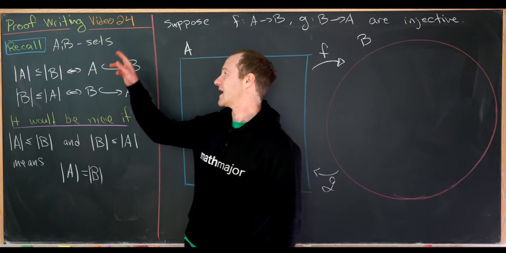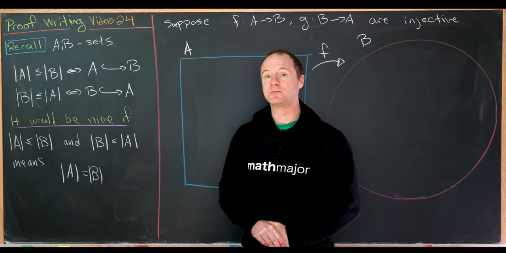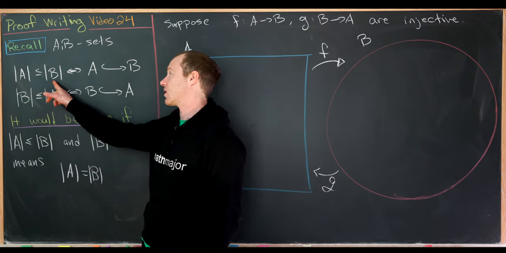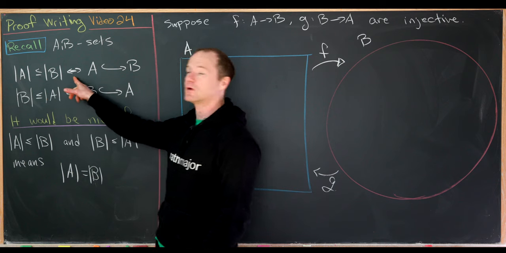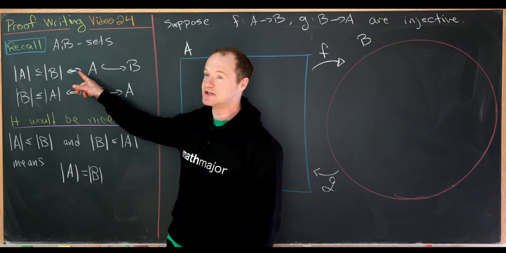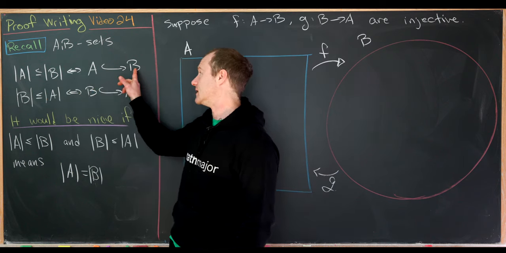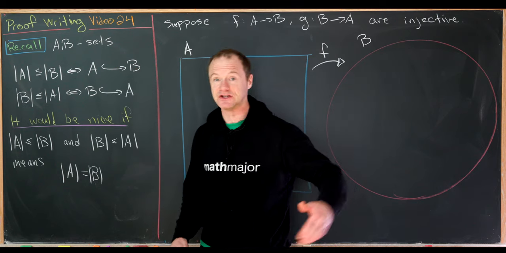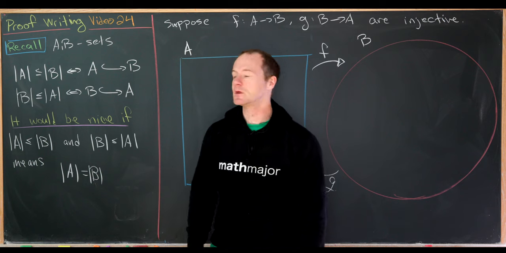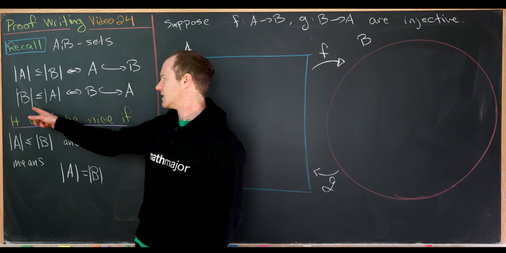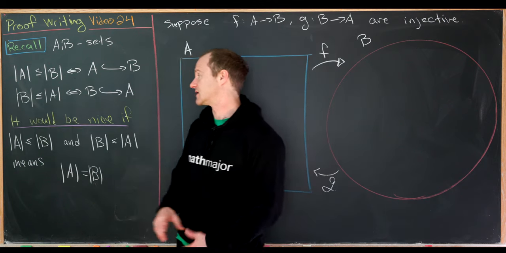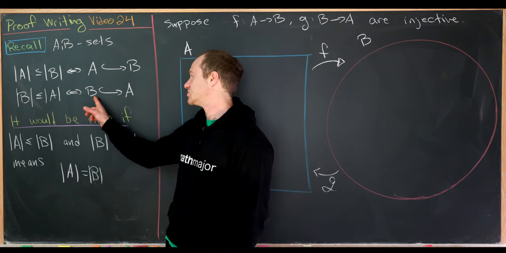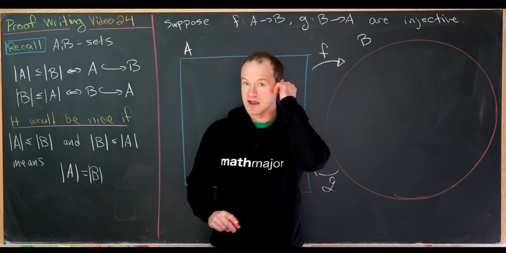So let's recall, if we have sets A and B, we say the cardinality of A is less than or equal to the cardinality of B if and only if there is an injective map from A to B. So I'll use this hook arrow to mean that we have an injection from A to B. Furthermore, we would say that the cardinality of B is less than or equal to the cardinality of A if and only if there is an injection from B to A.